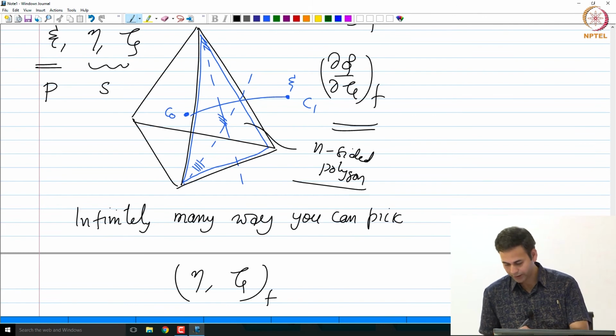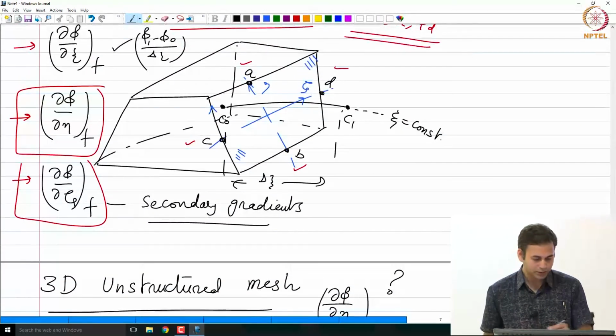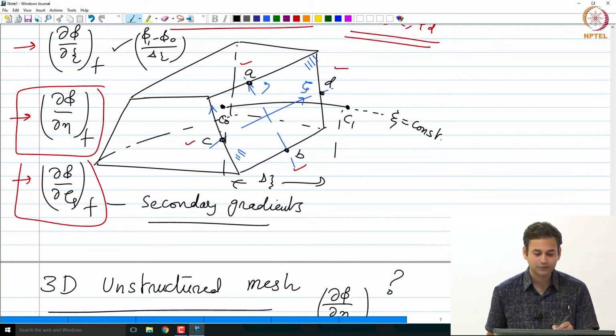Okay, so in the structured case, how did we choose the two directions? I have a face, and I can choose the midpoints of the edges, 1, 2, 3, 4. I just need to choose two different directions on this particular plane. I chose them to pass through the center of this rectangle or quadrilateral. If it is multi-sided, then you cannot do it this way.